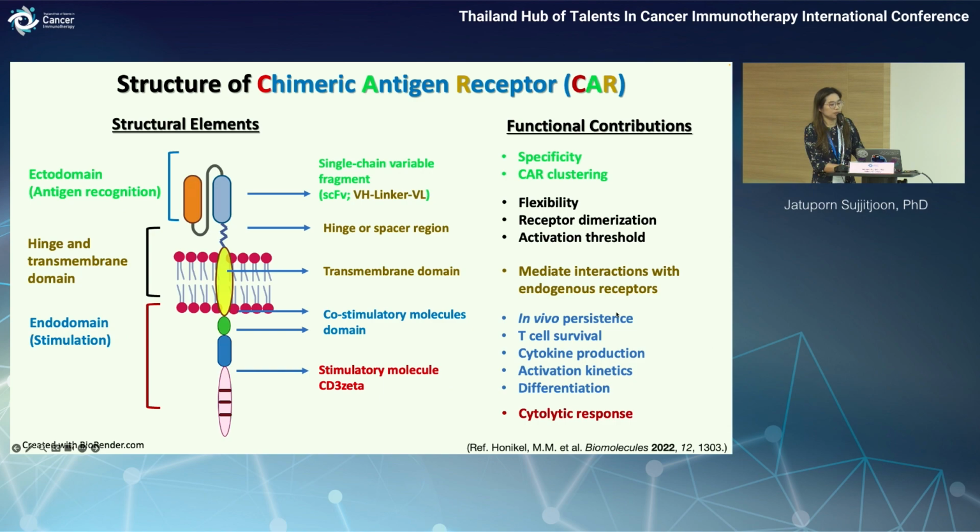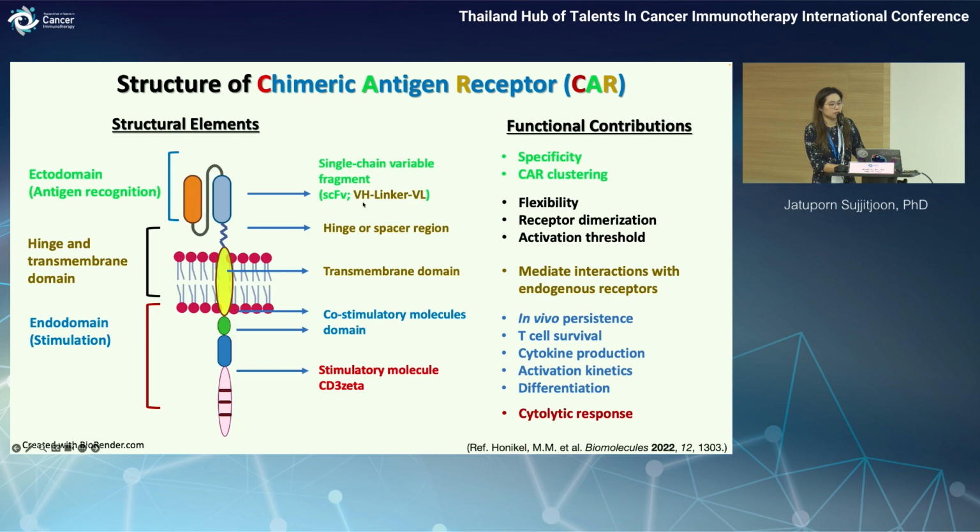Here is the brief structure of the chimeric antigen receptor, or CAR. As Dr. Tanyawi mentioned about the basic structure of CAR, it is composed of three main domains. The first is the ectodomain, which is used for antigen recognition. The second is the hinge and transmembrane domain, and the third part is the endodomain, or intracellular domain, which is used for T cell signaling.